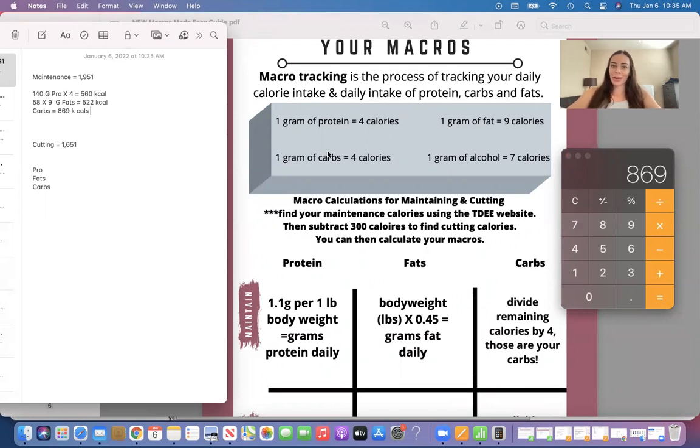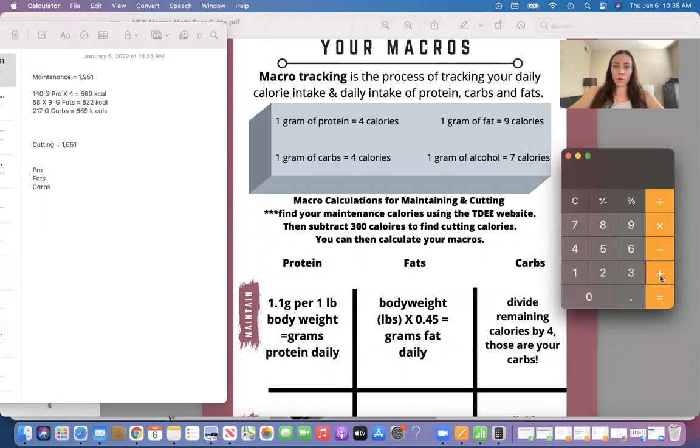Now, how many grams of carbs is that? Well, 4 calories per gram of carbs. So all you're going to do is divide that by 4, and we have 217 grams of carbs. Solid number. Okay. Right. So we have a little bit of decimal points here. So let's just go through again and add everything up calories wise.